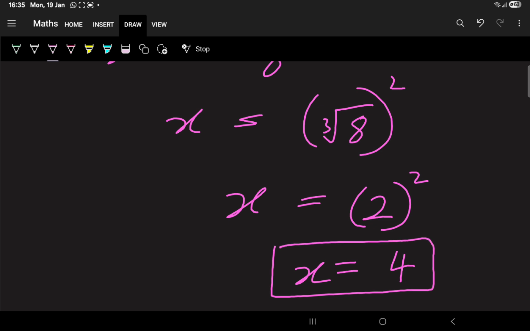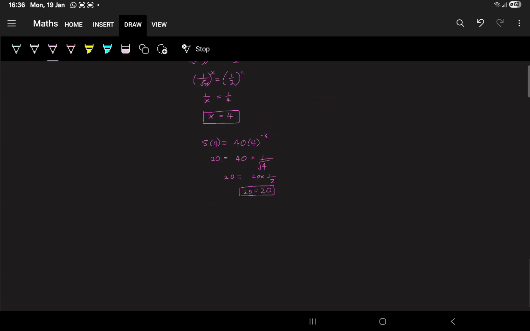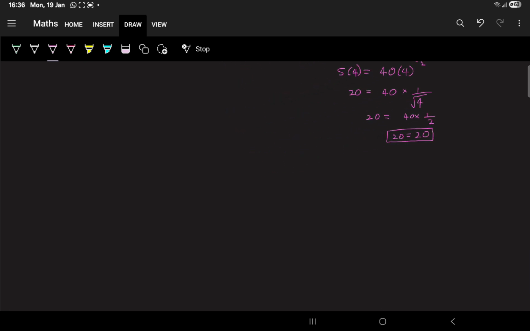So this is another way you can solve this quicker and faster. Please let me know which one you prefer best. Now moving on to the next question.